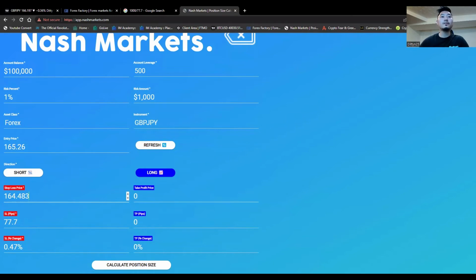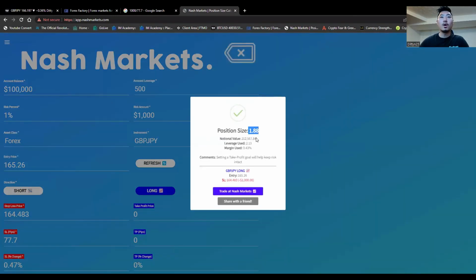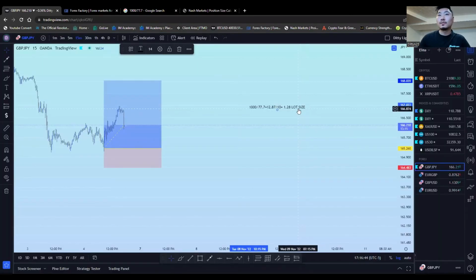77.7 pips that you're risking. There you go, boom, 1.88. So that's the real lot size that you're going to put, for example, if you took that setup. So why is it more than what I show you, right?